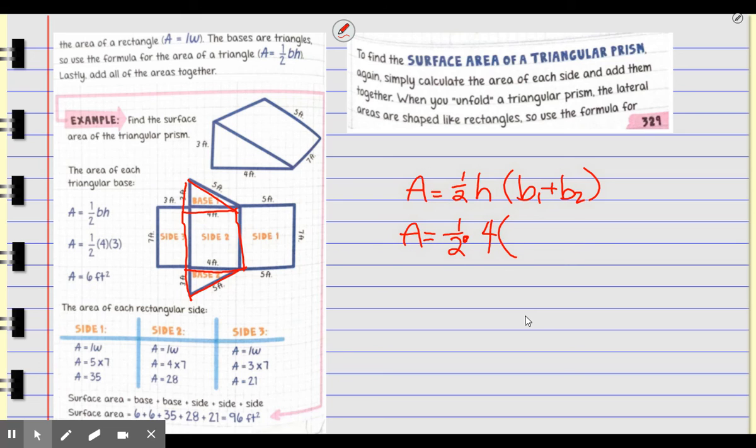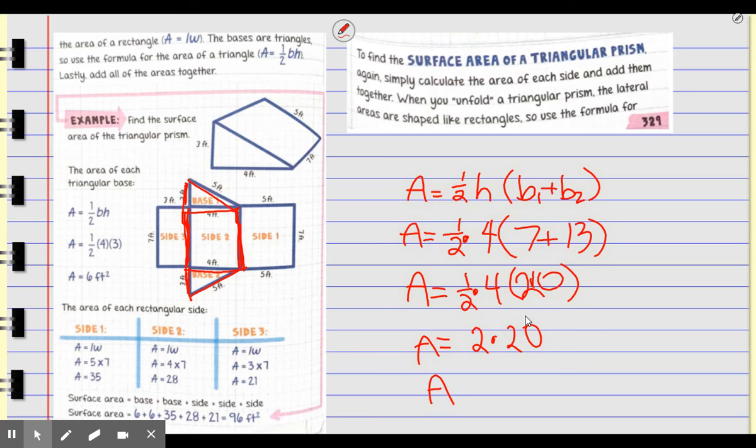Okay, times base 1. Well, they tell us that this base is 7. And then they tell us that this base is also 7 from here to here, but it also has plus 3 more. How much is that? 13. Beautiful. So my bigger base is 13. So I'm going to go ahead and do a little mathing. Is that 20? 20. Okay, so then what is half of 4? And so the area of that trapezoid is 40.